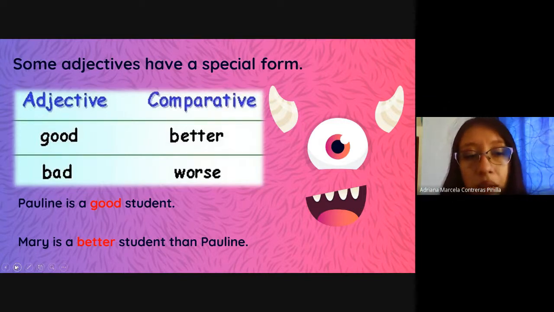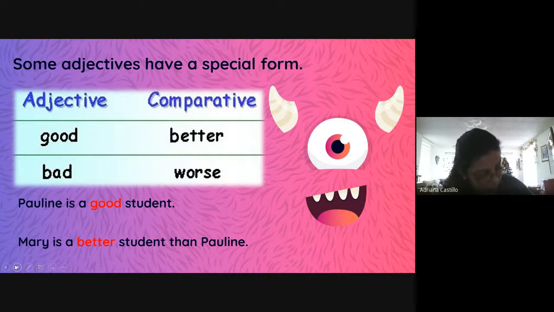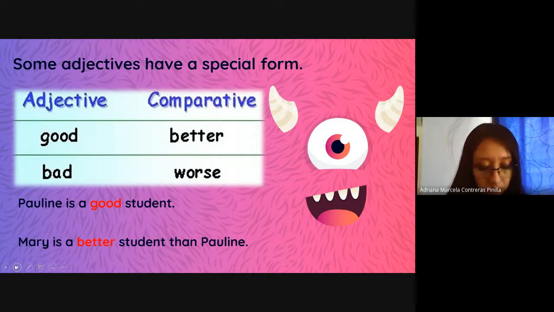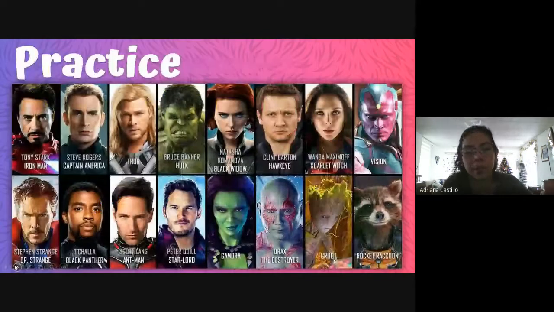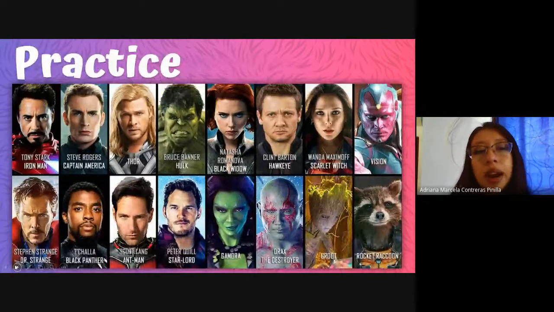Pauline is a good student, but Mary is a better student than Pauline. Okay? Bad is worse. Worse. Pauline is a good student. Mary is a better student than Pauline. Good and better. Listo. Let's practice with these pictures.